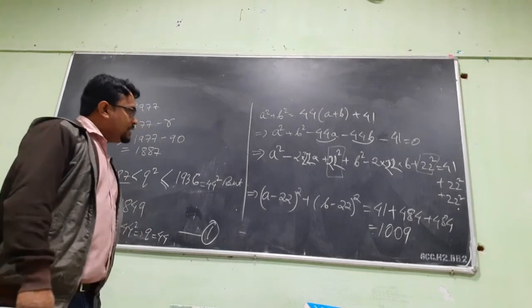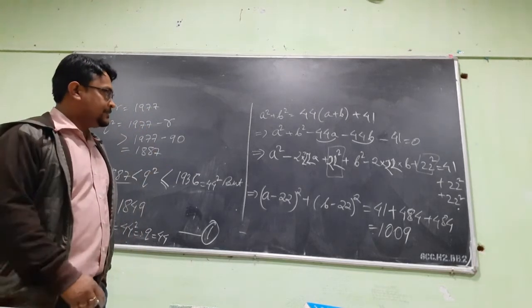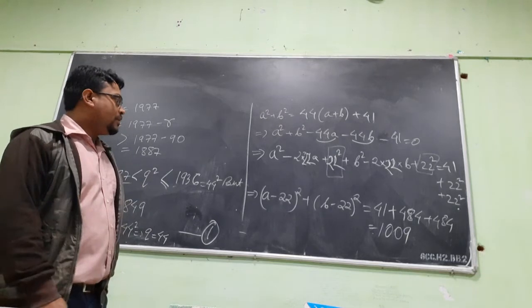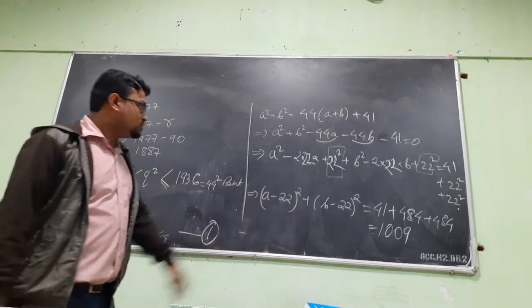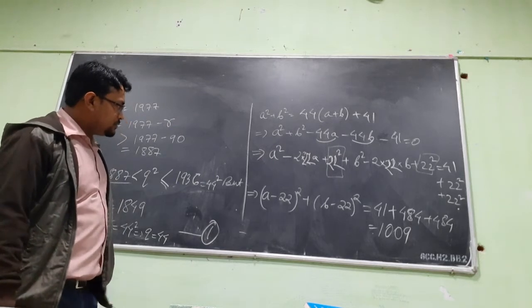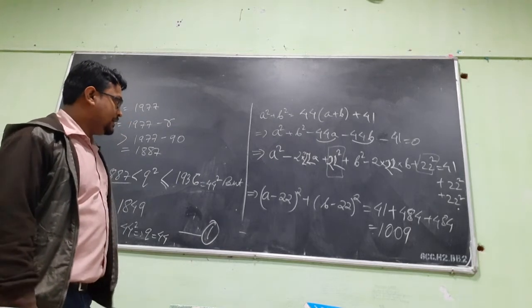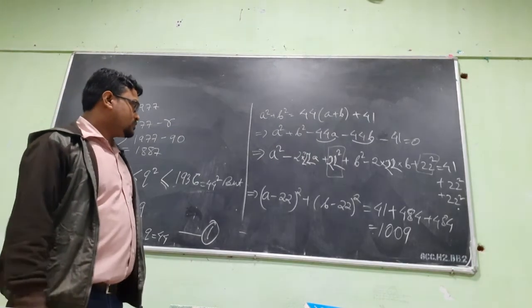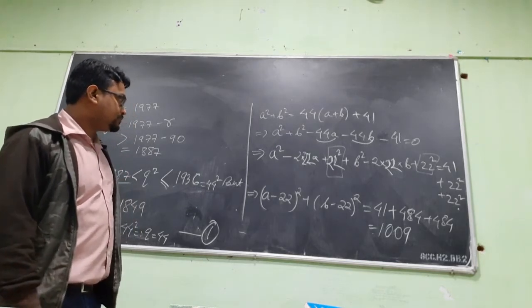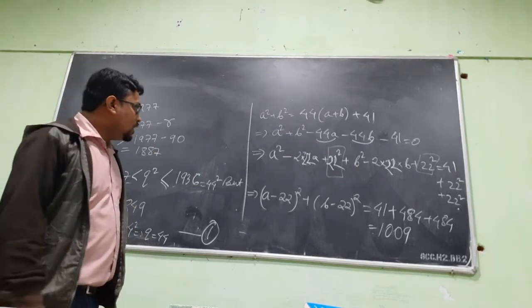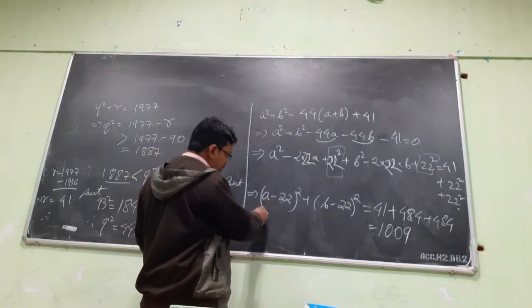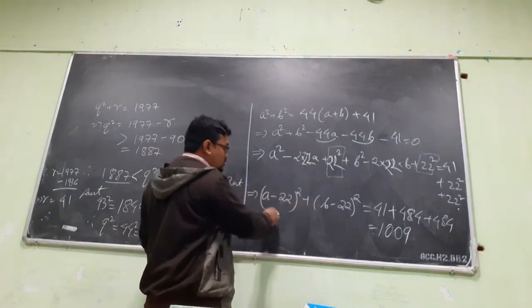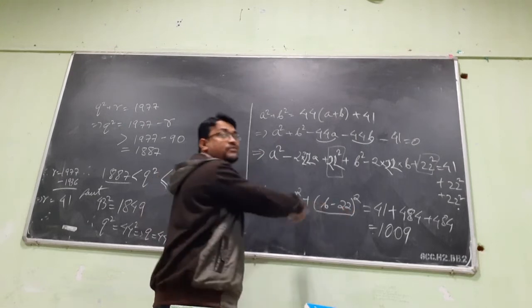So a and b are integers which satisfy this. So we have to find out what are the possible values for a and b. One thing that is given to us is that a and b are integers, so these are actually perfect squares.